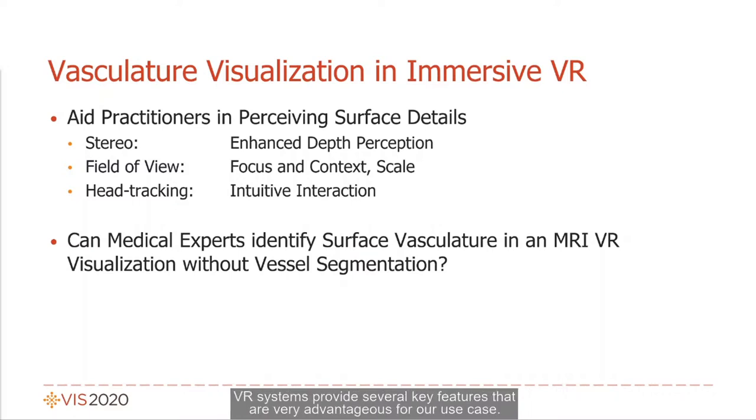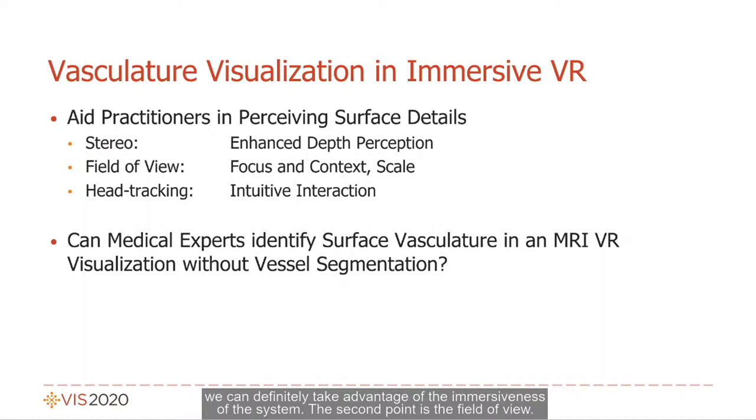VR systems provide several key features that are very advantageous for our use case. First of all, its stereo view greatly enhances the depth perception of users in the system. And since our tracing task requires users to spot minute details on the surface of the placenta, we can definitely take advantage of the immersiveness of the system.